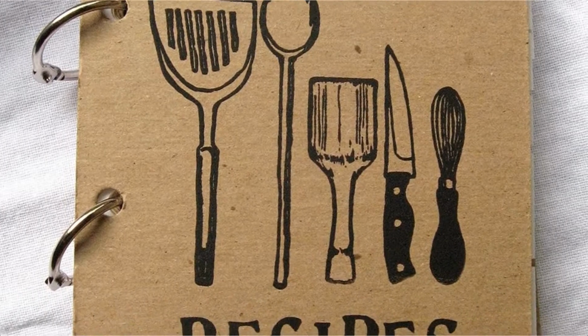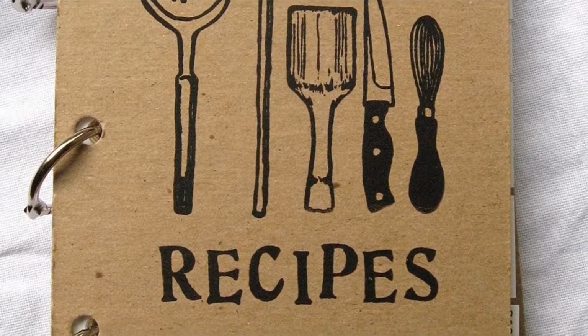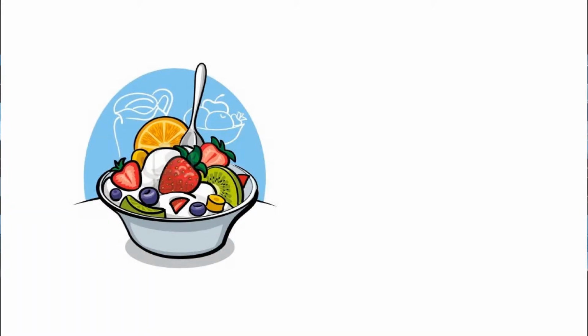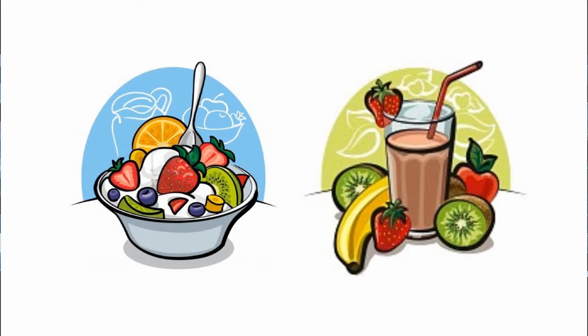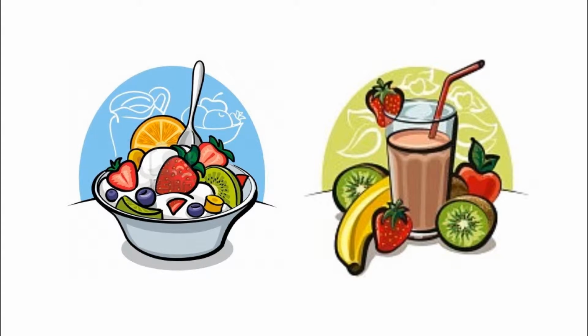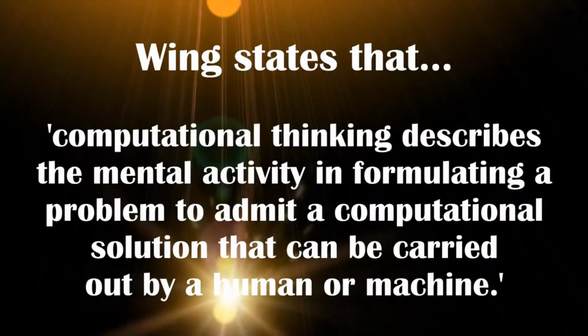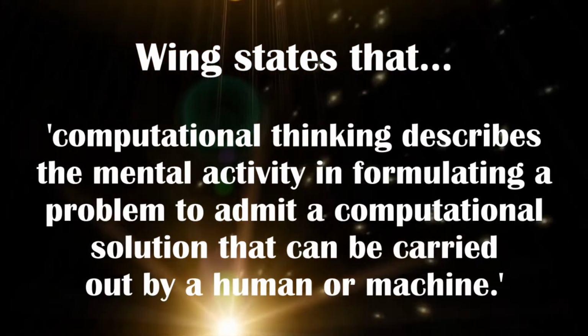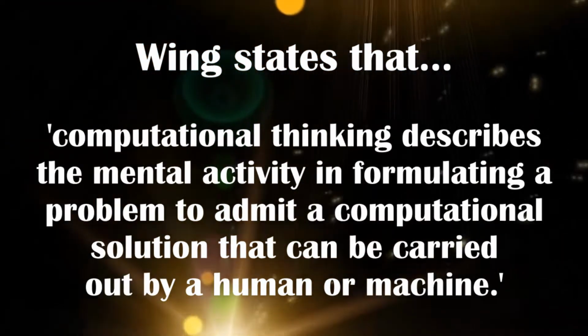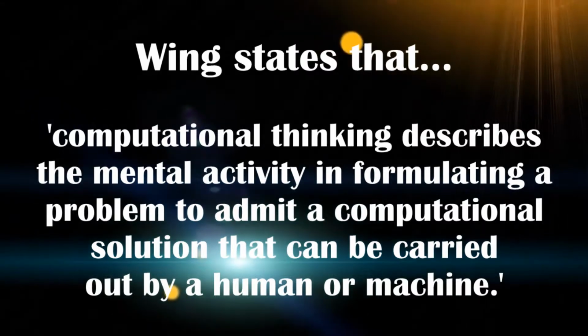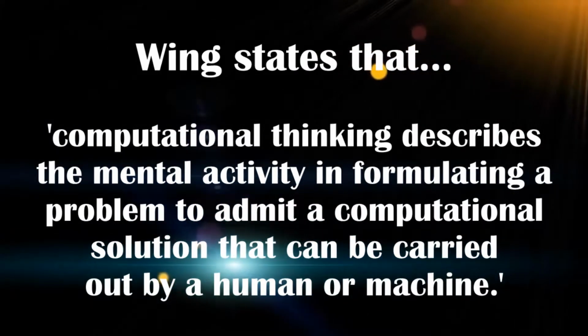I saw this during my practice when the children wrote their own fruit salad and smoothie recipes and then followed each other's to select ingredients and make the products. Tasks such as these can be presented in relevant contexts that promote understanding and why people decide on particular methods. This is supported by Wing, who states that computational thinking describes the mental activity in formulating a problem to admit a computational solution that can be carried out by a human or machine.